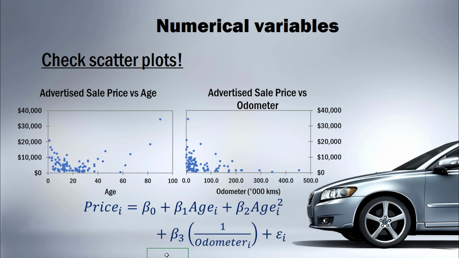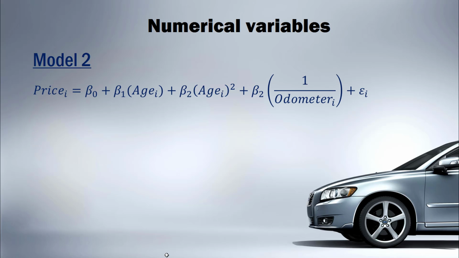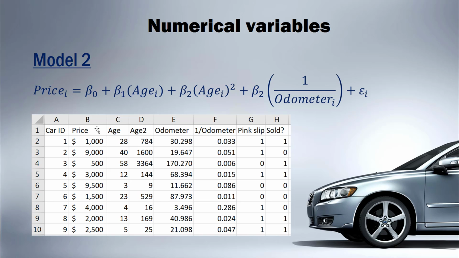What I mean by that is that to get these variables for model 2, what we're going to have to do is take our age variable and we square it to create age squared. And we can take our odometer variable and we can inverse it to create 1 on odometer. Now what happens then is that we're going to just put these variables, the age squared and 1 on odometer variables, into our regression model, and Excel won't know that these are non-linear variables. It'll just treat them like a linear variable.